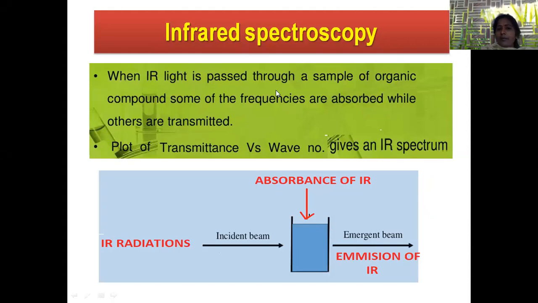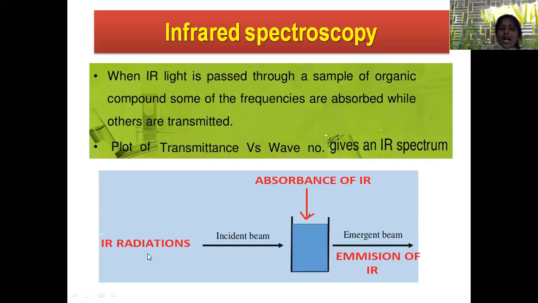When infrared light is passed through the sample of any organic compound, some frequencies are absorbed in that middle IR region, and the remaining amount gets transmitted. That is called the emergent beam of light. Then in the infrared region, plots of transmittance versus wave number are recorded. Whatever spectra we are getting are recorded in terms of percentage of transmittance on the y coordinate and wave number on the x coordinate, so that the IR spectrum is obtained.